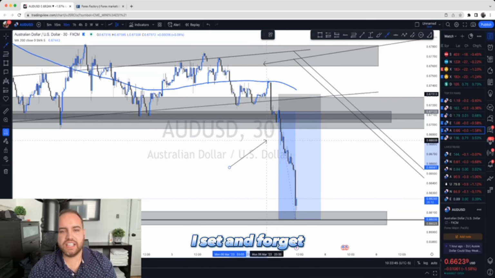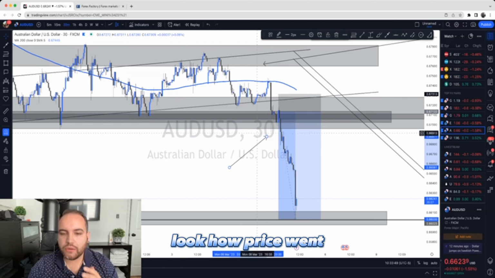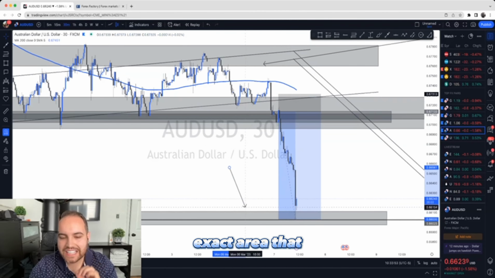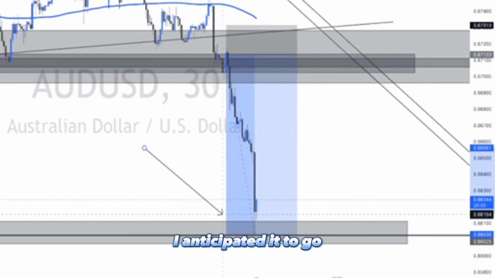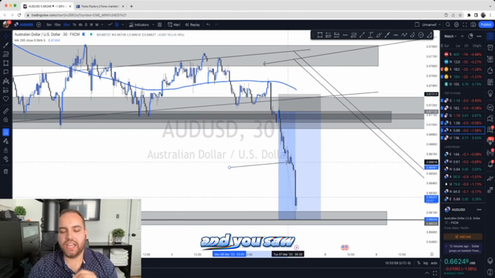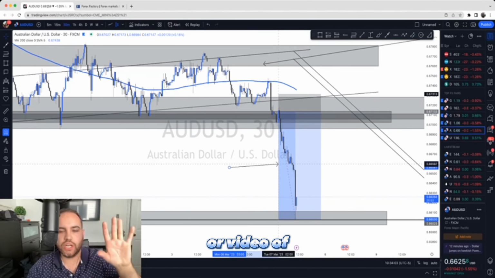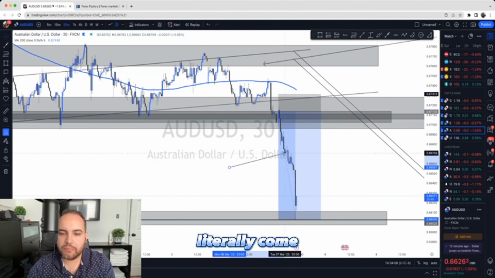I went to bed, I set and forget, I left it as it was. Look how price went exactly as expected. And the crazy part, it came to the exact area that I anticipated it to go after the news. I woke up this morning and you saw the profits that I told you. I'm going to see if I can link a screenshot or video of the profits. I saw price literally come midway to this level.